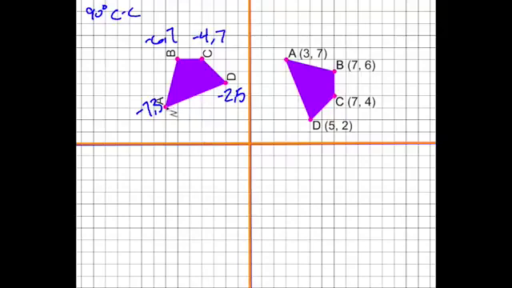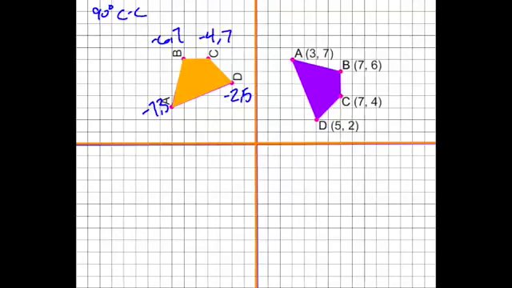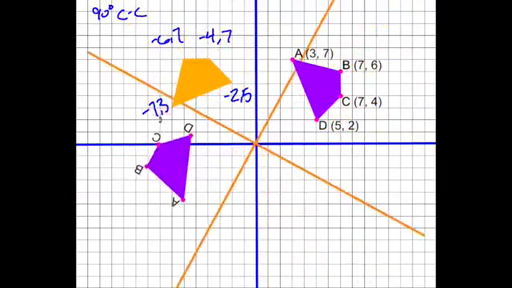All right, so let's go here. All right, so there's our quadrilateral rotated 90 degrees counterclockwise. All right, but that's not enough. We're going to continue on. We're going to rotate it again another 90 degrees, which is going to make it our 180 degrees. So I'm going to rotate it again.